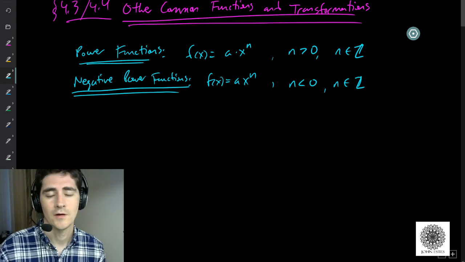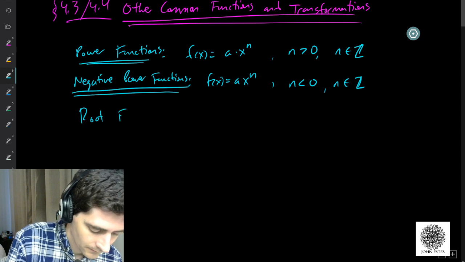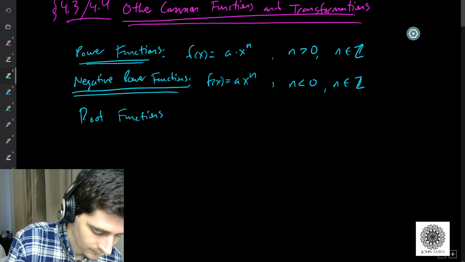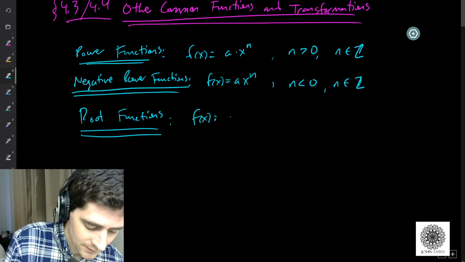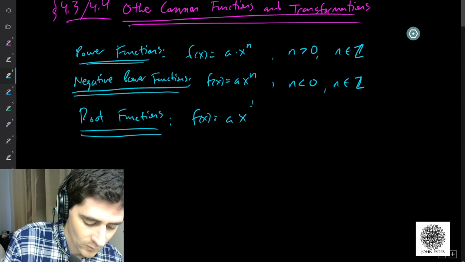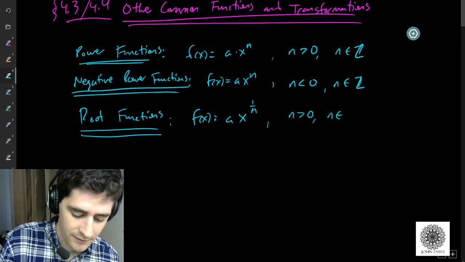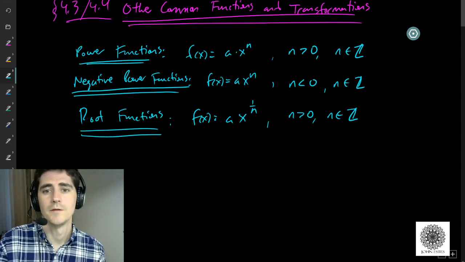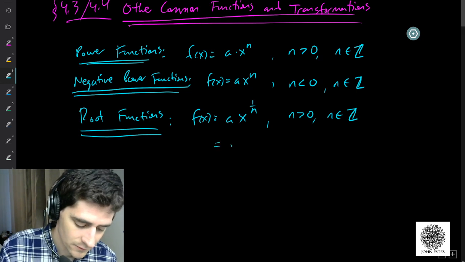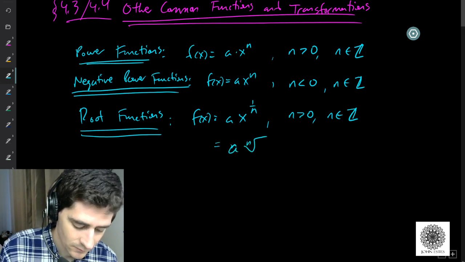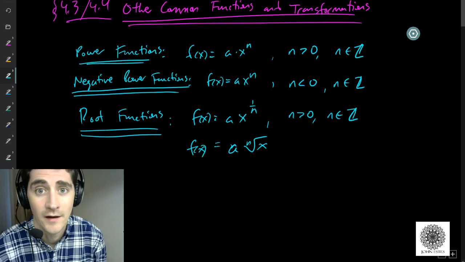Then we want to look at what I call the root functions. And the root functions look like this: a x to the 1 over n power, this time n being positive and an integer. So if you remember, the 1 over n exponent means like a root. So this is a times the nth root of x. That's what these look like. What do those graphs look like?